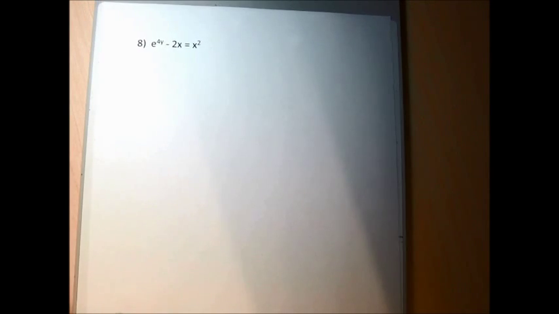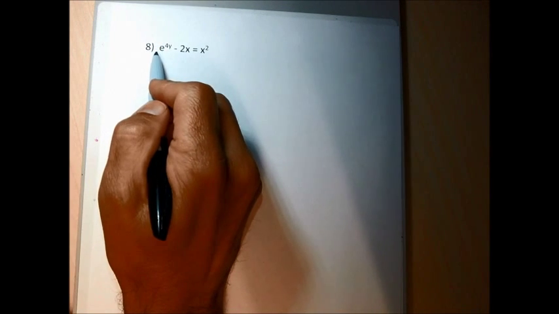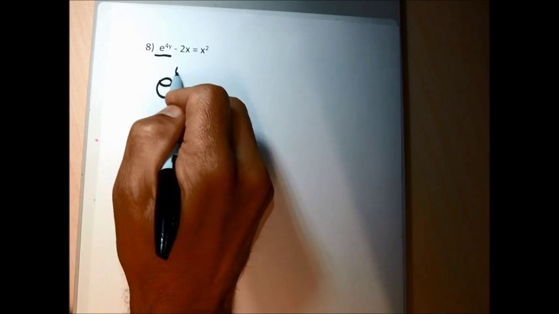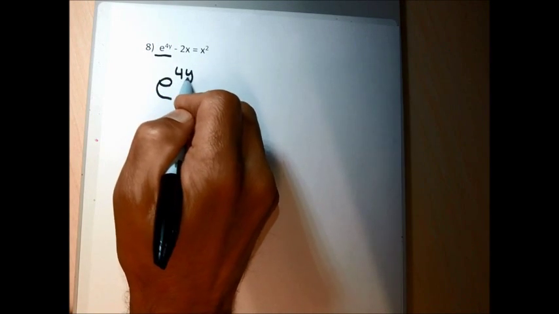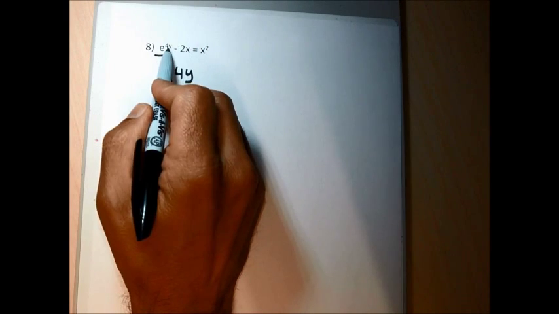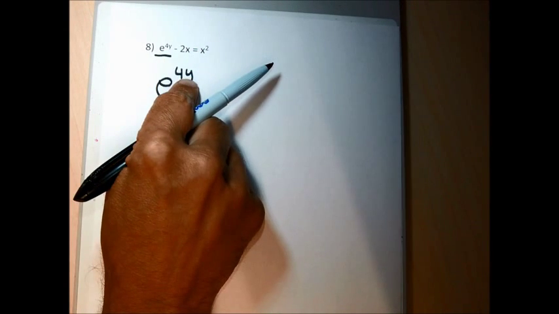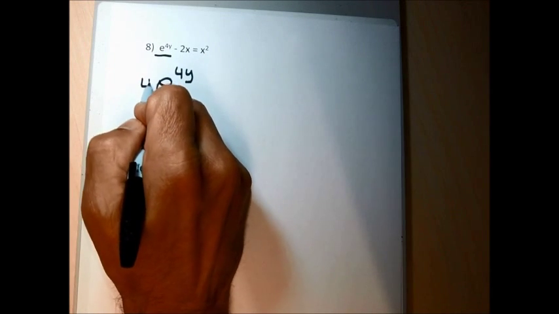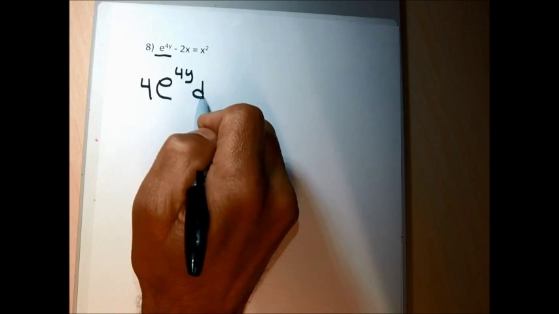All right, so 8, there's no product rule in here, but I have to use implicit differentiation. The derivative of any e function is the e function times the derivative of its exponent. So what I have to do to finish up the derivative of this first piece is take the derivative of 4y. The derivative of 4y is just 4. But I have to add to this a dy dx.